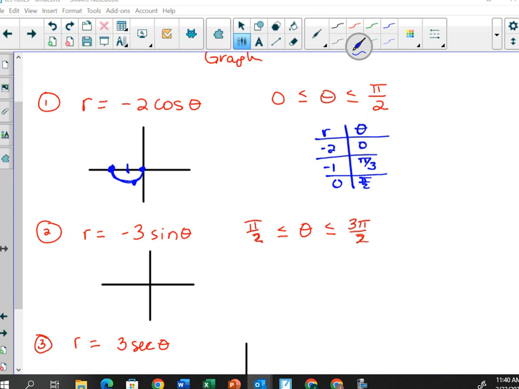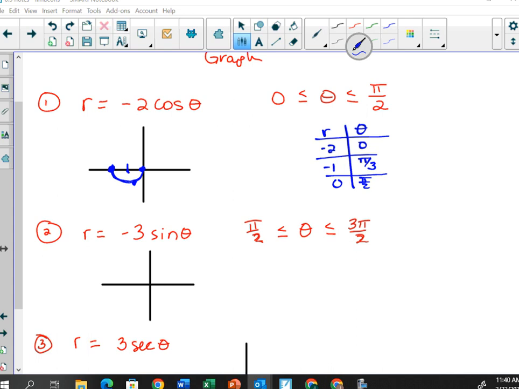Okay, with the first one, our window was 0 to pi over 2. What fraction of our whole unit circle is 0 to pi over 2? A quarter, one quadrant. And that gave me half of a circle. So this second one, if I'm going from pi over 2 to 3 pi over 2, how much of my unit circle is that? Half. So what do you think I'm going to get with my graph?